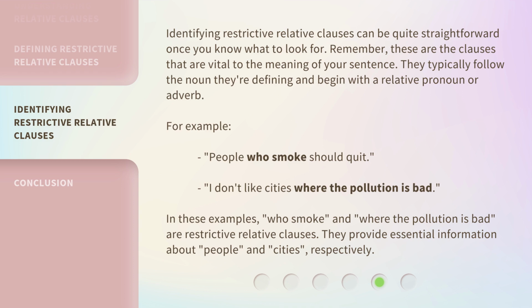For example, people who smoke should quit. I don't like cities where the pollution is bad. In these examples, who smoke and where the pollution is bad are restrictive relative clauses. They provide essential information about people and cities, respectively.